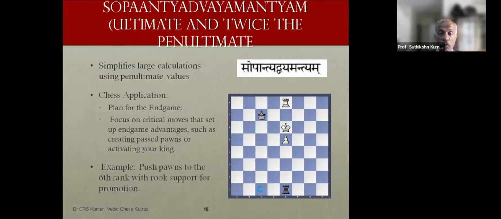So next sutra is Anurupye Shunyamanyat, ultimate and twice the penultimate. So it simplifies large calculations using penultimate values. So in the Vedic math, this is the application. In chess, plan for the endgame and focus on critical moves that set up endgame advantages, such as creating passed pawns or activating your king. So example I have shown you here.